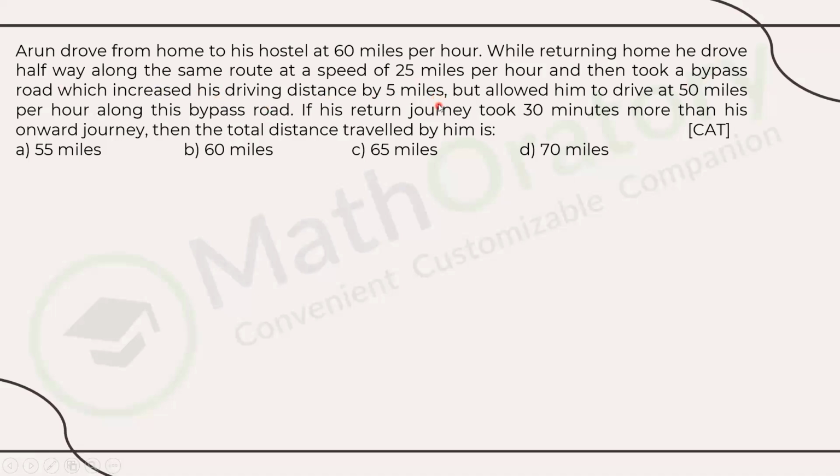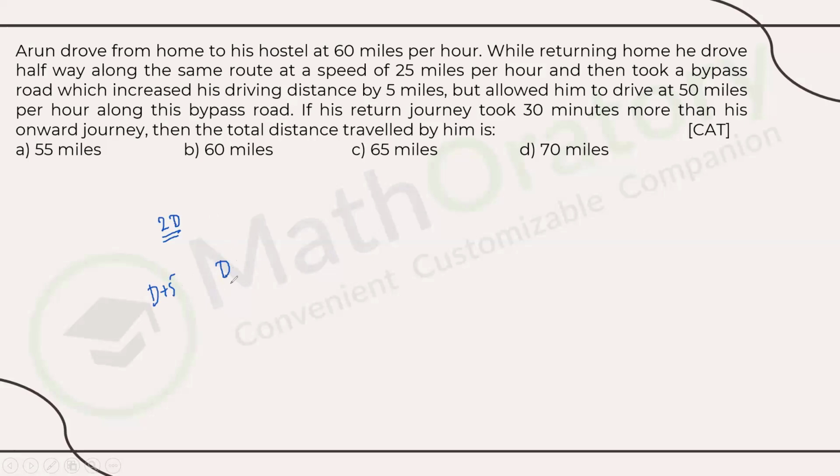So now, while returning, halfway he is covering with a certain speed. The remaining distance is not the same as half of the total distance. So the remaining distance is half of the distance plus another 5 miles, right? He took a bypass road, which increased his driving distance by 5 miles. So this is for the second section. Just to elaborate this with a variable once, say the total distance was 2D. I'm not saying to and fro, I'm saying home to hostel itself was 2D. Then while returning, he's traveling D and then D plus 5, something like this, right?